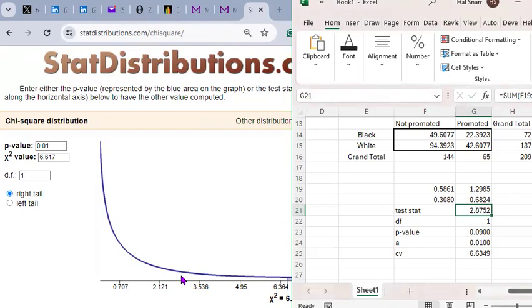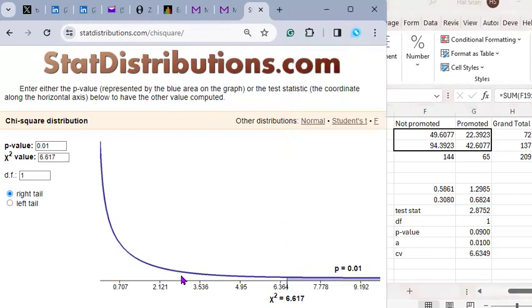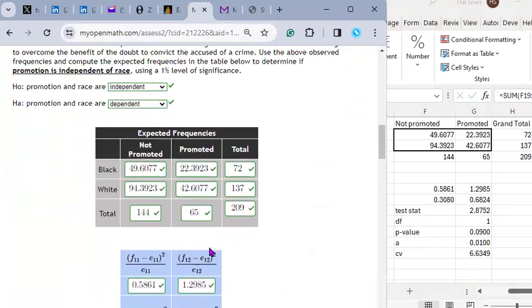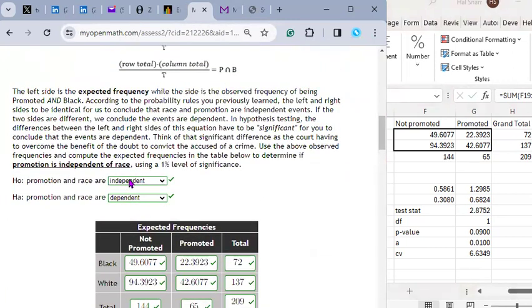It's under the white area of the distribution. When we're under the white area of the distribution, the collective differences are insignificant. And when the collective differences are insignificant, our conclusion is that it's probably independent. The events are probably independent. So we have evidence in support of the null.